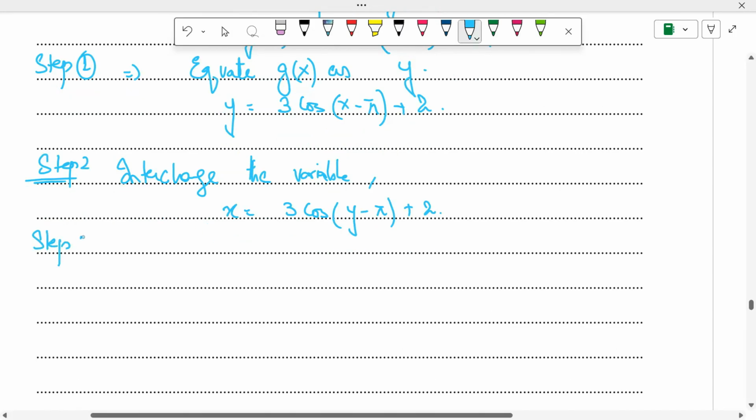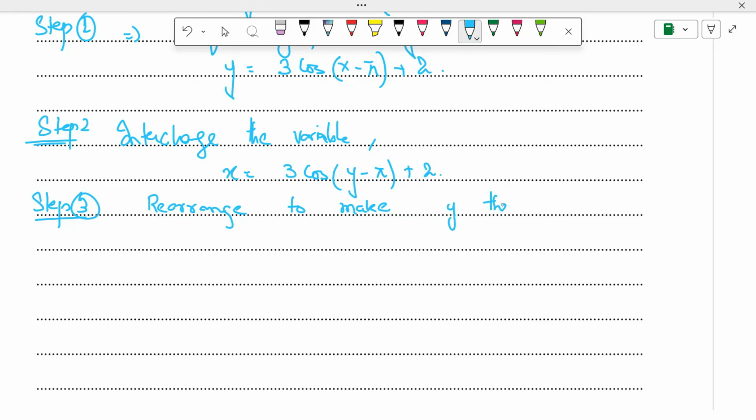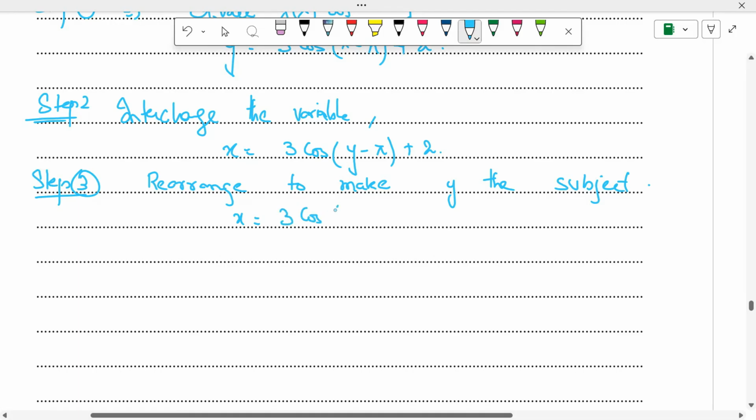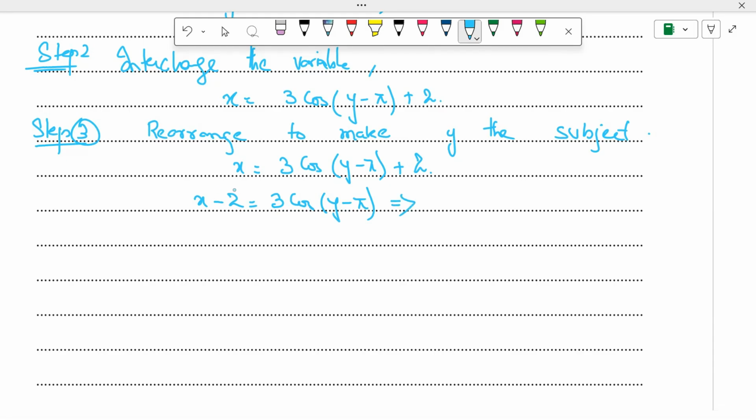Step 3, rearrange to make y the subject. x is equal to 3 cos of y minus pi plus 2. When we switch 2 to the left side, we will have x minus 2 is equal to 3 cos of y minus pi. Further solving, 3 is a multiple, so when we switch it to the left side, it will be divided. So x minus 2 over 3 is equal to cos of y minus pi.